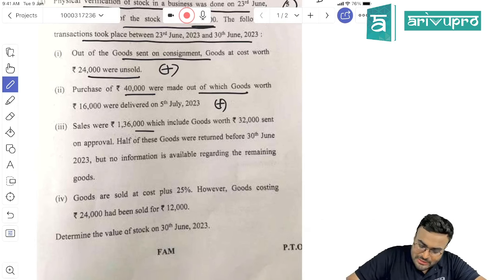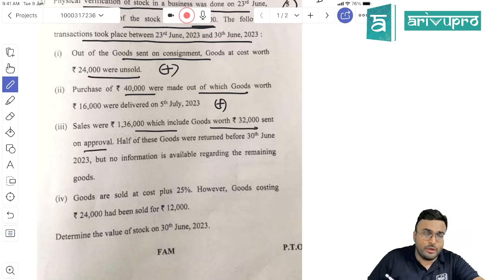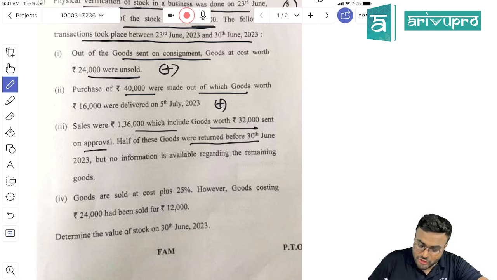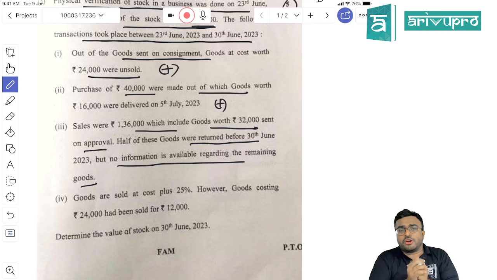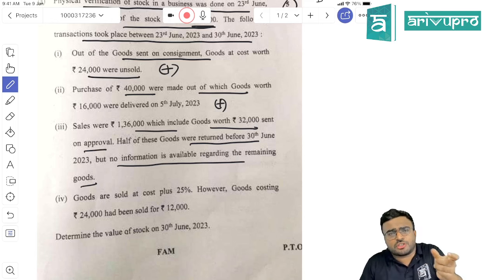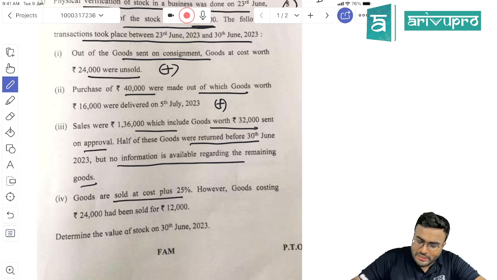Sales were 1,36,000, which includes goods worth rupees 32,000 sent on approval basis. Goods are sent on approval basis. Half of these goods were returned before 30th June, but no information is available regarding the remaining. Whether it is received or not, what we are going to do, end of the year, if the goods are not accepted, not rejected, still it will be taken as closing stock. Okay, you are going to reverse the sale and you are going to take the cost portion of that as closing stock.